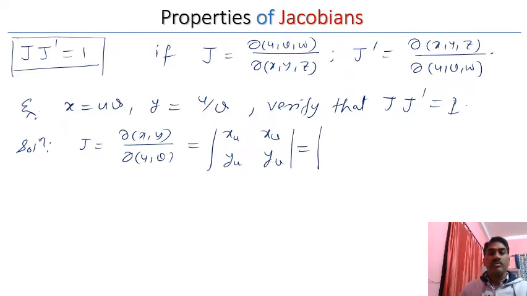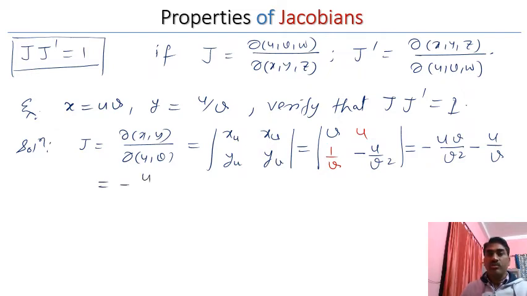So del x by del u means v, del x by del v means u, and then del y by del u means 1 by v, and finally del y by del v is minus u by v square. So once you open this, minus uv by v square minus u by v, this into this. So you can see that 1 by v is getting cancelled here, so this will become minus u by v minus u by v, means you will get minus 2u by v. So J is equal to minus 2u by v.